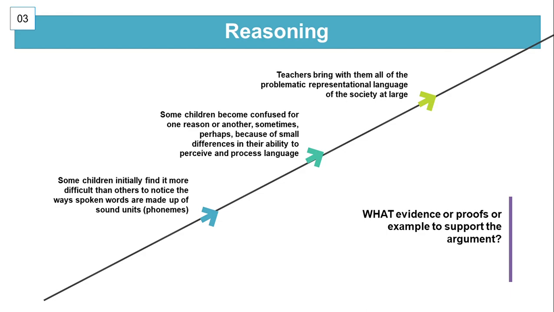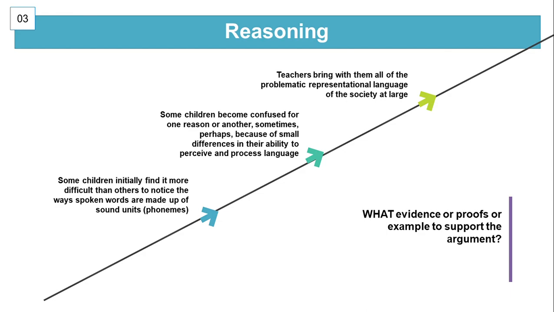It is common initially for them to describe their students using deficit-based language. This affects the way they and others interact with the student, and consequently the way in which the student comes to understand themselves and interact with others. The second is that some children become confused for one reason or another, sometimes perhaps because of small differences in their ability to perceive and process language.